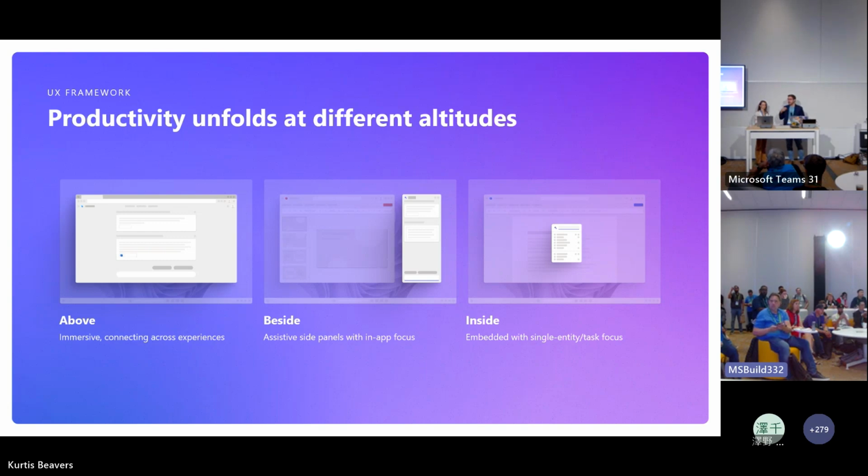The other is a sidecar type of experience, where the app is the star, and whatever the superpowers of the app are, the LLM is there to assist in helping you navigate those superpowers. And then the other is embedded. That would be when the user is acting upon a single piece of UI. Let's say you're writing a document and want to adjust a sentence. That would be an appropriate place to zero in and focus. So it's really thinking about how productivity unfolds at different altitudes.